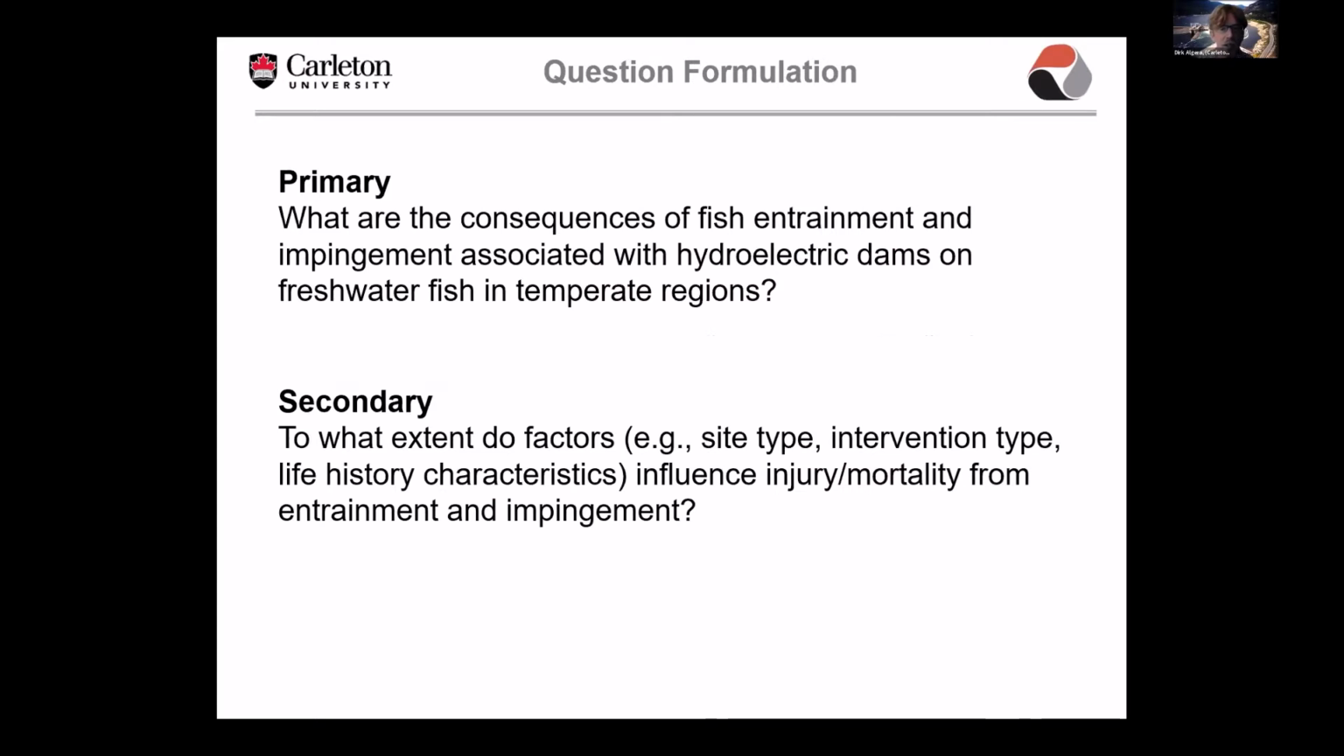Resulting from the question formulation process, we landed on a primary research question being, what are the consequences of fish entrainment and impingement associated with hydroelectric dams on freshwater fish in temperate regions? And stemming from that, we were also interested in looking at the extent of effects modifiers, so factors such as the site type, the intervention type, and its influence on fish injury and mortality from entrainment and impingement.